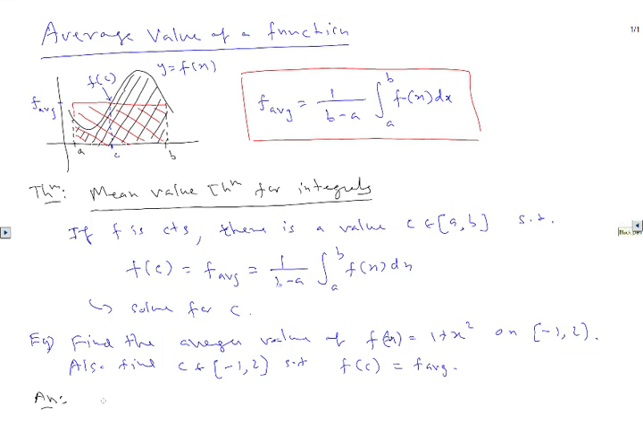So what we're trying to do: f average is 1 over (b minus a) times the integral from a to b of f(x) dx. So let's plug in. What is b? b is 2, a is -1. So it is 1 over 3 times the integral from -1 to 2 of (1 plus x squared) dx. So 1/3.